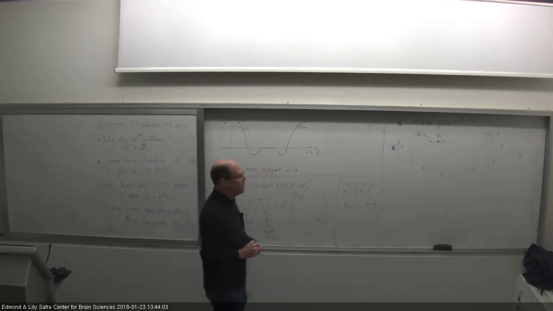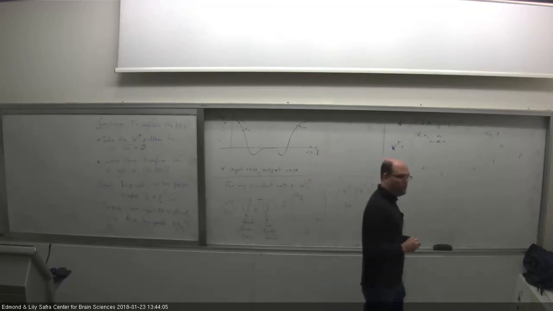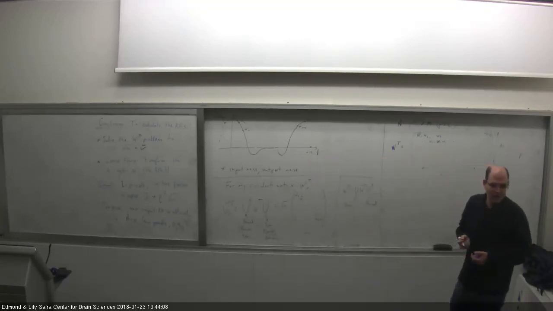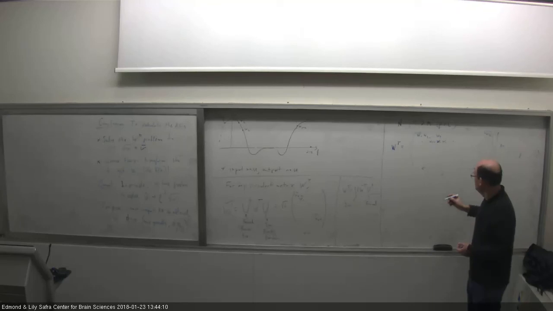Now, this is not a circulant matrix. This is a type of matrix that you discussed with Neta in the last TA session. This is a generalized circulant matrix.